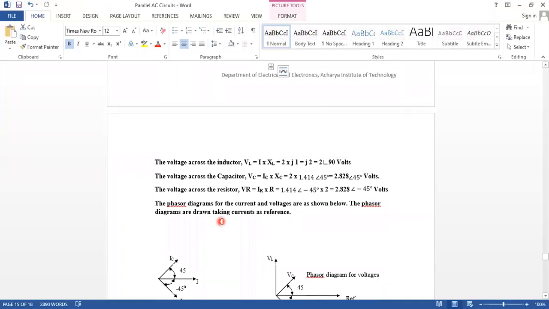Okay, now to draw the voltage phasor, we need to find out what is the voltage. So voltage across the inductor is current into XL, right? It is the main current only because inductance is in series with the supply. Okay, find out the value. Then voltage across the capacitor is nothing but the current in the capacitor into capacitive reactance. Fine, this value you get. Then voltage across the resistor VR is equal to the current in the resistor into R. Again, you get this value. Now, draw the phasor diagrams here.